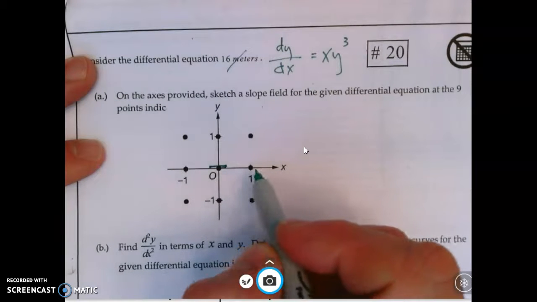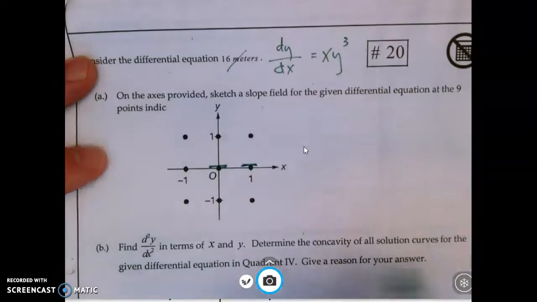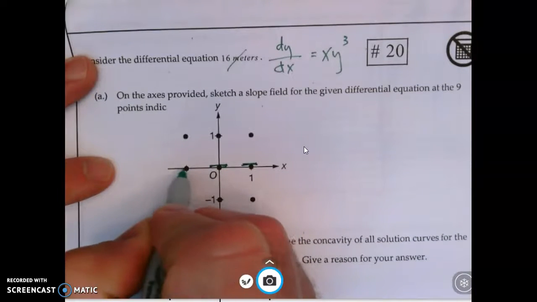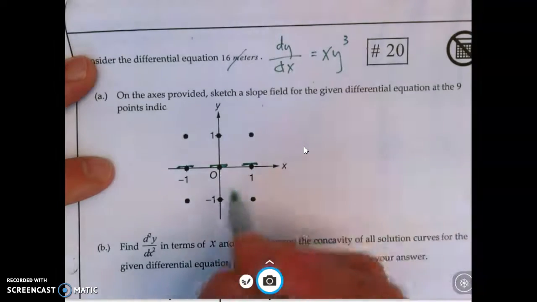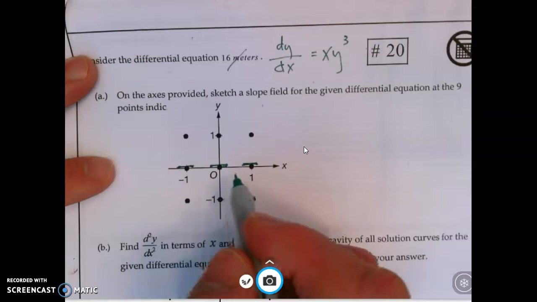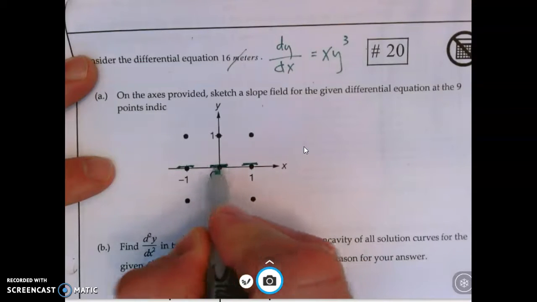At (1, 0), we have 0. At (-1, 0), we have 0. So we have those three horizontal points, and if they are over the line there, make sure just a little bit up, just so they know you drew something there.